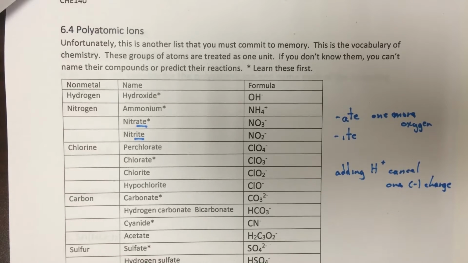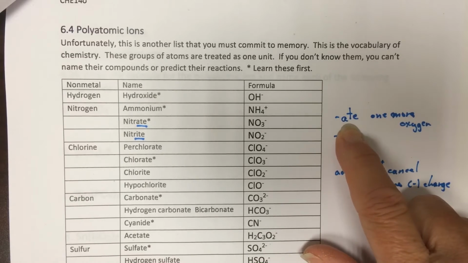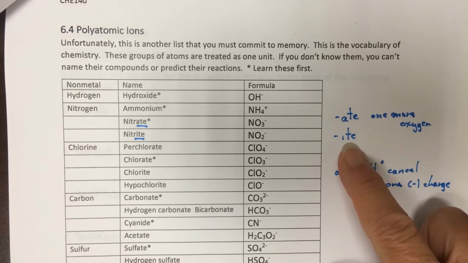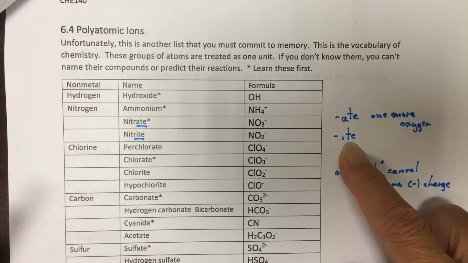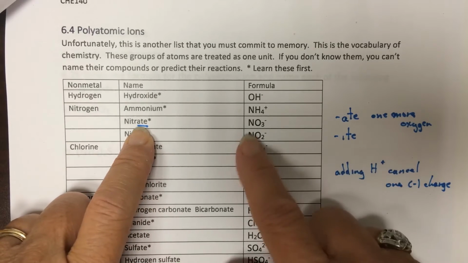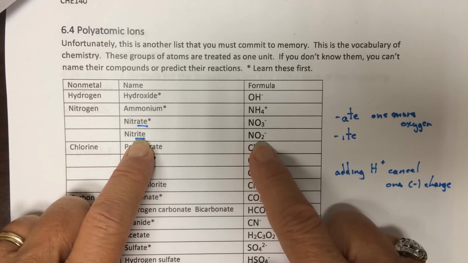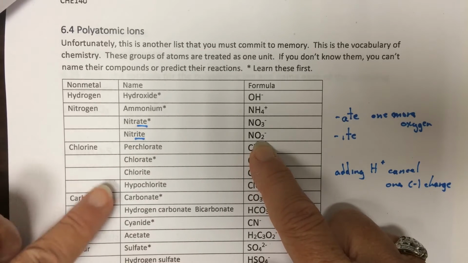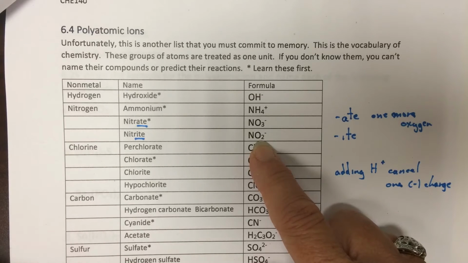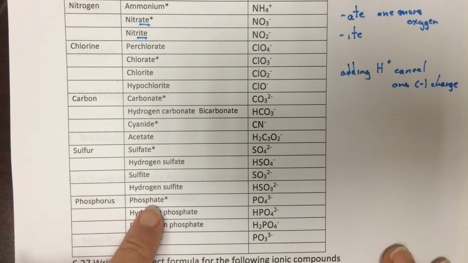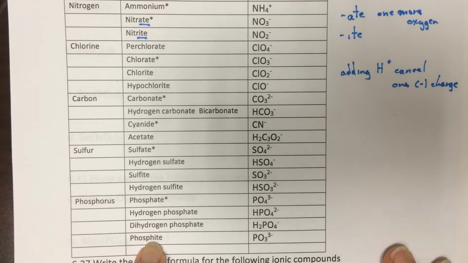The first is that anything that ends with -ate will have one more oxygen than the same compound that ends in -ite. So if we look over here at nitrate, that is NO3. Nitrite is NO2. The same thing happens with the chlorates, with the sulfur, and with phosphorus here at the bottom. You have a phosphate and a phosphite, and the difference is the number of oxygens.